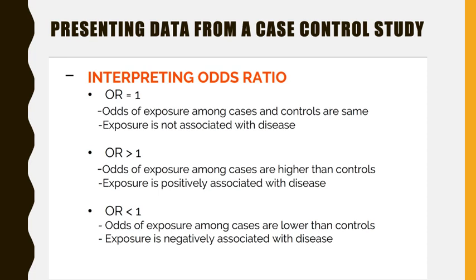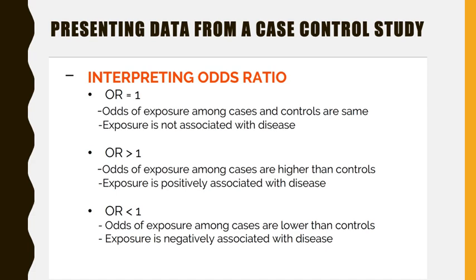If an odds ratio is exactly equal to 1, then the odds of exposure among cases and controls are the exact same, and exposure is not associated with the disease. If the odds ratio is greater than 1, then we are saying that the odds of exposure among cases are higher than controls, and exposure is positively associated with the disease. When we say a positive correlation, it means that both move in the same direction. So as X goes up, so does Y.